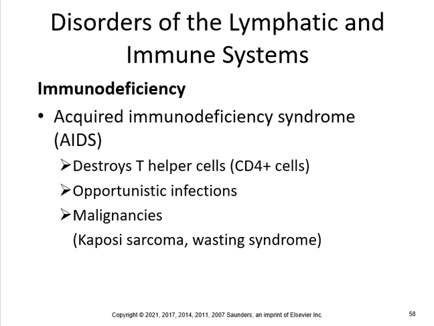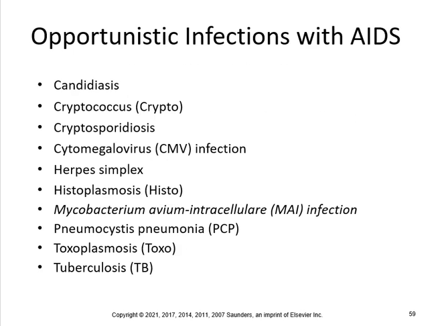All right, so what are some disorders of the lymphatic and immune systems? You've heard of AIDS, acquired immunodeficiency syndrome. Basically, it destroys the T helper cells, CD4, leading to opportunistic infections and malignancies. We'll talk about Kaposi sarcoma and wasting syndrome. So remember, most people don't die of AIDS itself.